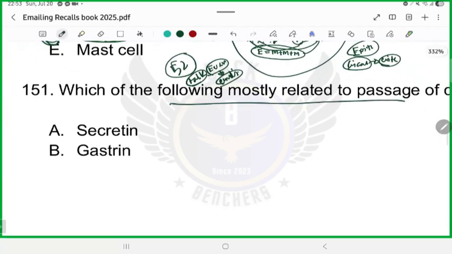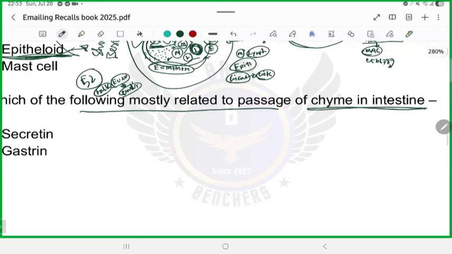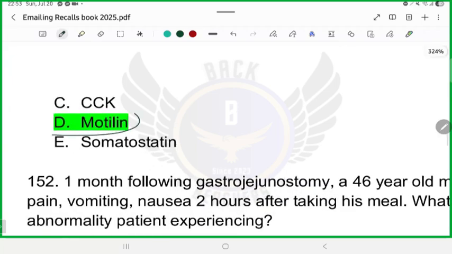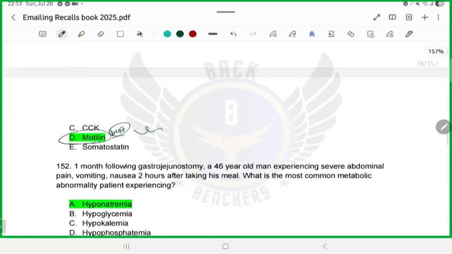Which of the following is mostly related to the passage of chyme of intestine? Passage of chyme, of course it's talking about motility, so motilin would be the best option here. Just remember this thing, memorize it, it's important.